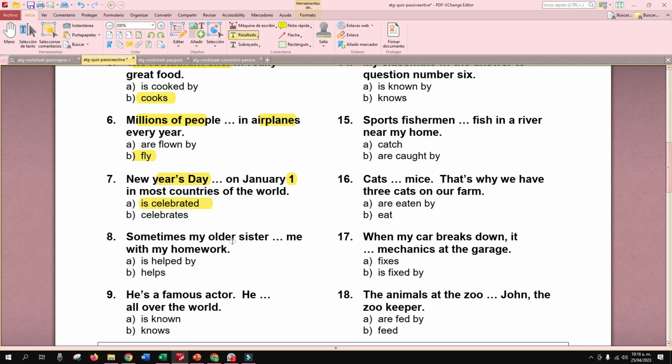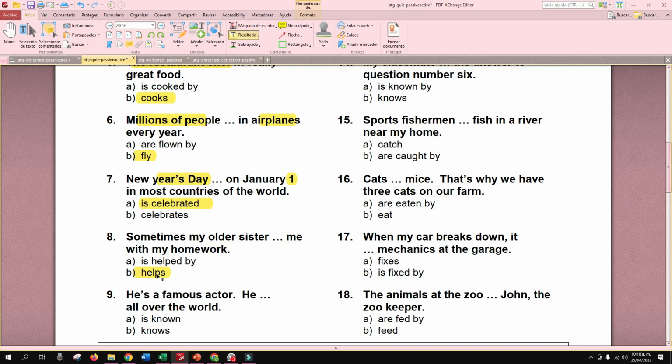Sometimes my older sister helps me with my homework. Is it helped by, sorry, or helps? In that case, helps. Who helps? My older sister, right? So that will be that.